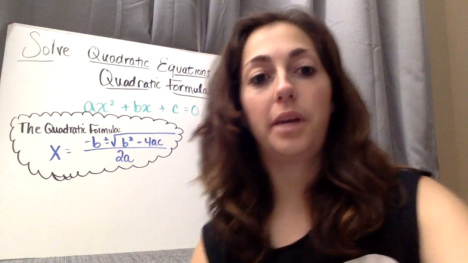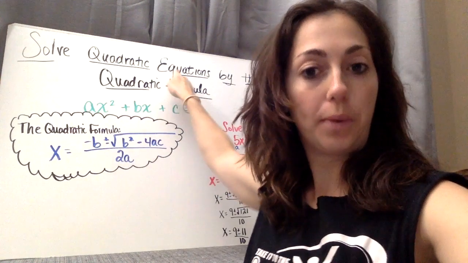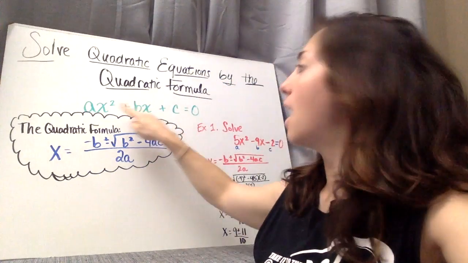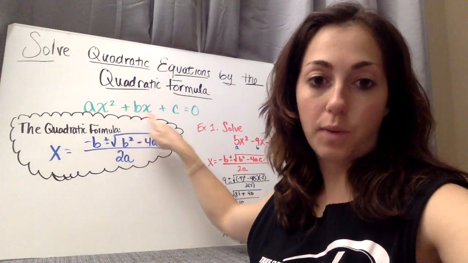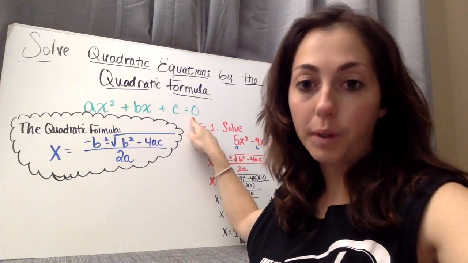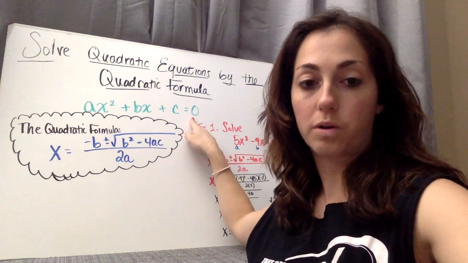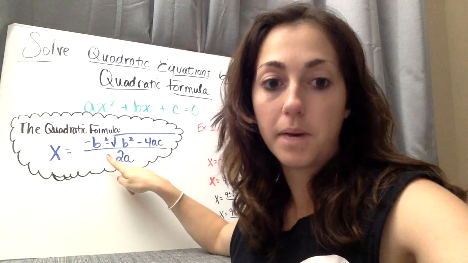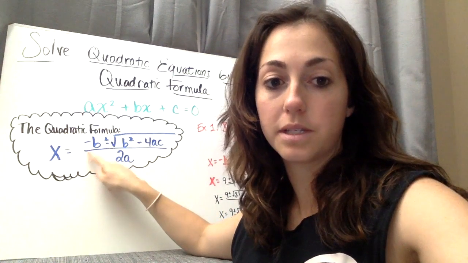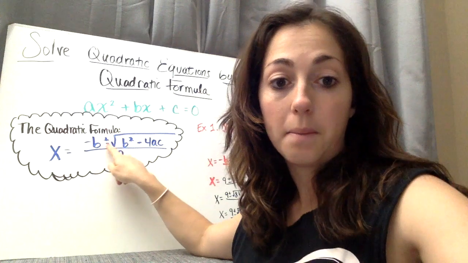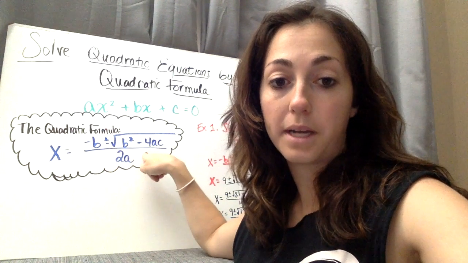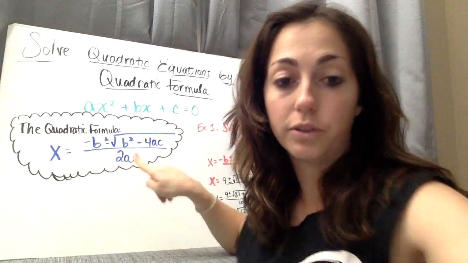So today we are learning about solving quadratic equations by the quadratic formula. We have our standard form, ax squared plus bx plus c equaling y, or 0, in order to solve. And the quadratic formula we see in this bubble here: x equals the opposite of b plus or minus the square root of b squared minus 4ac, all over 2a.